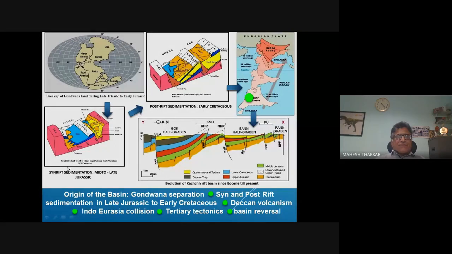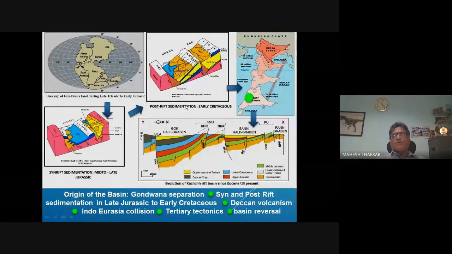So in the syn-rift sedimentation during the mid to late Jurassic, we had a small Run graben, and later on a half graben developed, called the Bunny and the Gulf of Kutch half graben, where we have other sediments, that means the later Jurassic sediments.